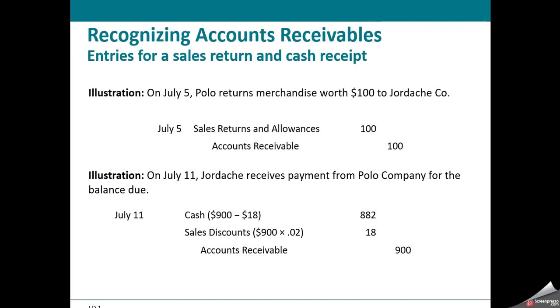Okay, then they pay us on July 11th. Now in this case, they paid us within the terms, so they get a 2% cash discount. They owed us $900 after this return. They get a 2% sales discount for paying us within those 10 days. So then the cash we receive is the $882. And again, we have another contra sales account for $18. And then we reduce the entire accounts receivable.